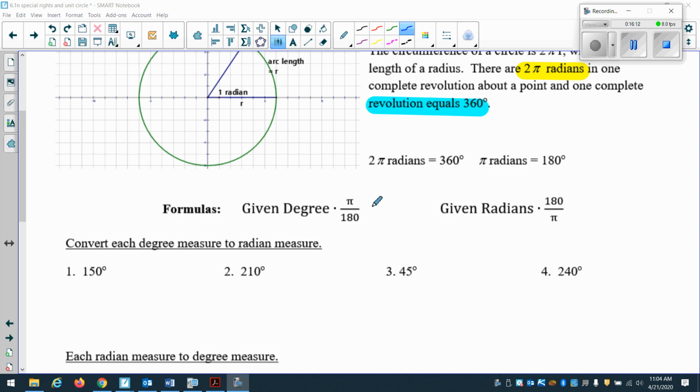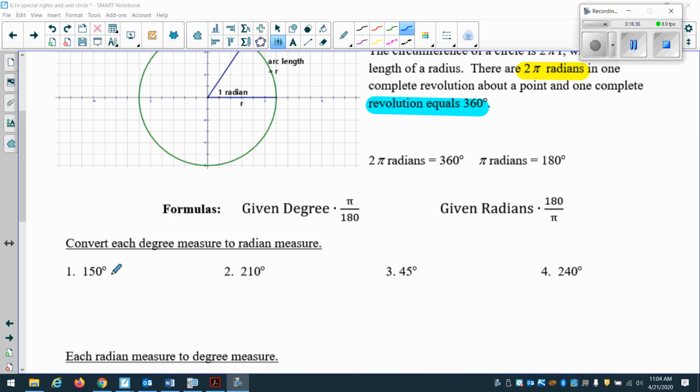So here's some formulas to remember. You are not given these, so you should remember them. Given degree times pi over 180. You're not actually multiplying by pi, you're kind of tacking it on at the end. So you will need your calculator for this. Eventually some of these you will be able to reduce.